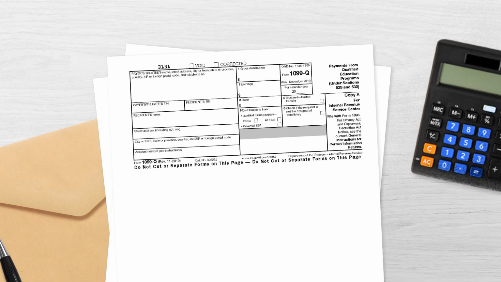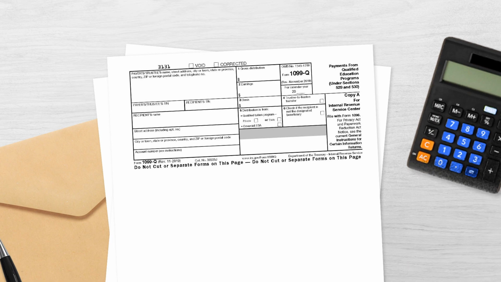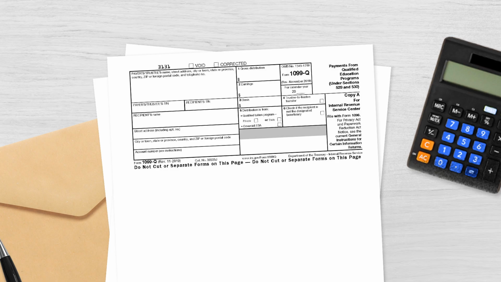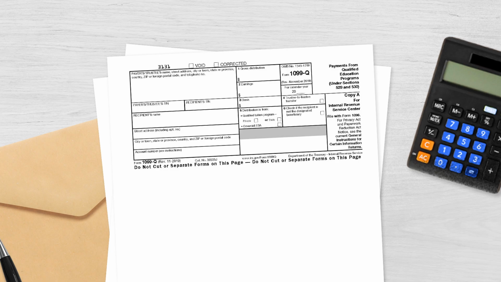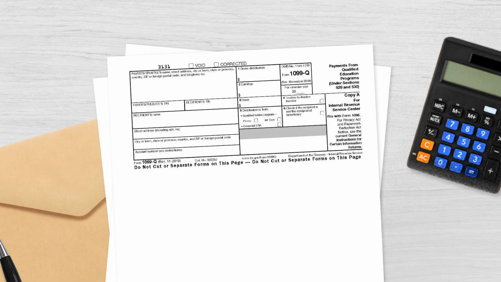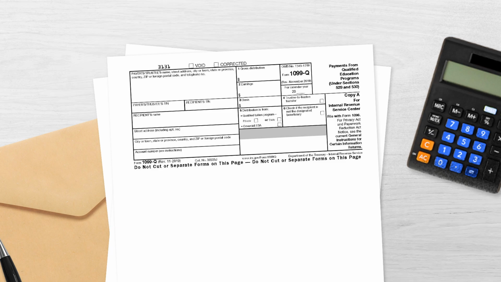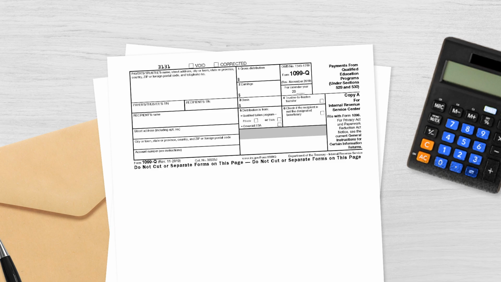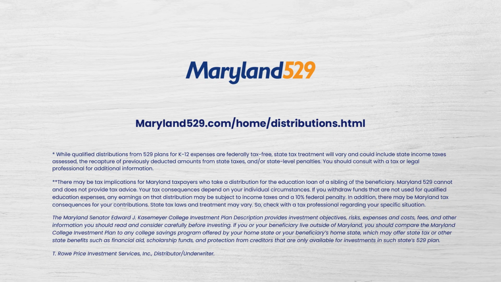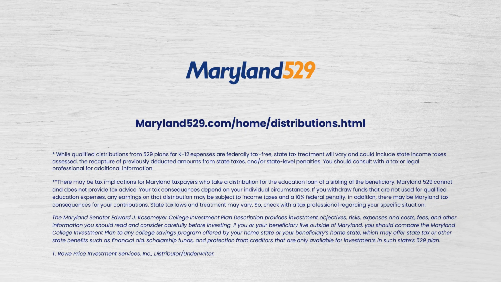This form is issued and mailed the following January after a distribution is taken to the beneficiary unless the distribution was made payable to the account owner. In that case, the form is issued to the account owner instead. However, the account owner payee can also access the form after it is issued by logging into their online account and clicking Profile and Documents from their dashboard. For more information on account owner distributions, visit the Distributions webpage on the Maryland 529 website.